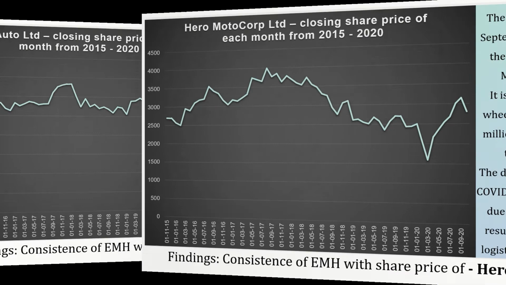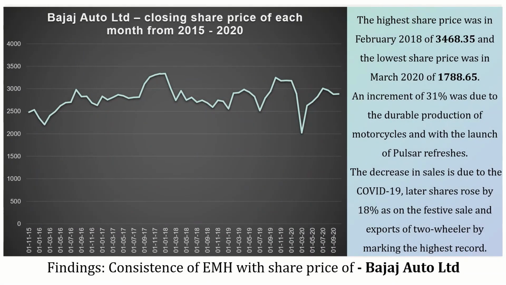Monitoring the share price of Bajaj Auto for the last 5 years shows that the highest share price was during February 2018 with a share price of 3,468.35, and the lowest share price was during March 2020 with a share price of 1,788.65. The increment in sales during February 2018 has resulted in a rapid increase in the share price. There was an increment of 31% in February 2018. This was due to the durable production of motorcycles and the launch of Pulsar refreshers.